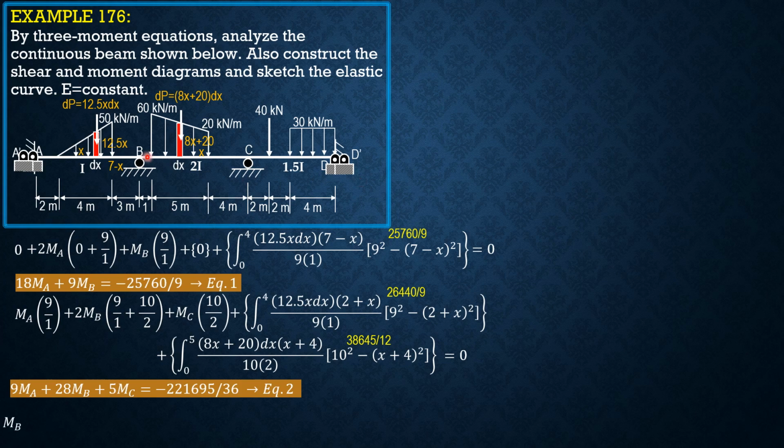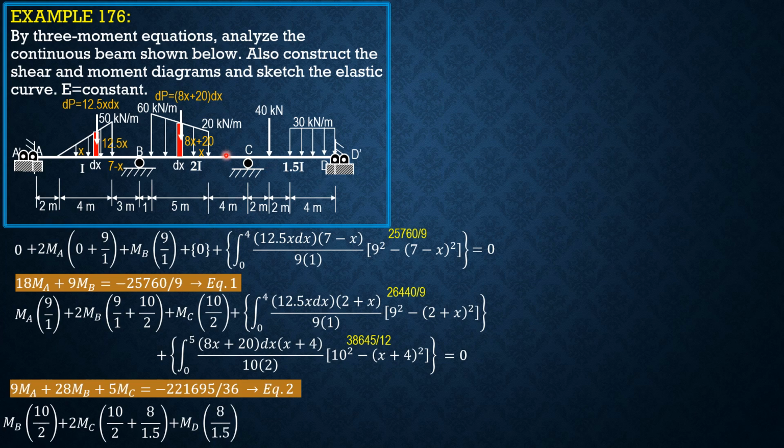So we have MB times 10 over 2 plus 2 times MC, quantity 10 over 2 plus 8 over 1.5, then plus MD times 8 over 1.5.